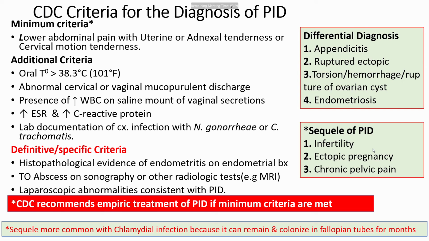So what are the differential diagnoses? You always have to rule out certain differential diagnoses. One is acute appendicitis, ruptured ectopic, hemorrhagic cyst, rupture of the hemorrhagic cyst, or torsion or any ovarian accident. It could be torsion, hemorrhage, or infection of the ovarian cyst, or endometritis. So these are the common differential diagnoses.